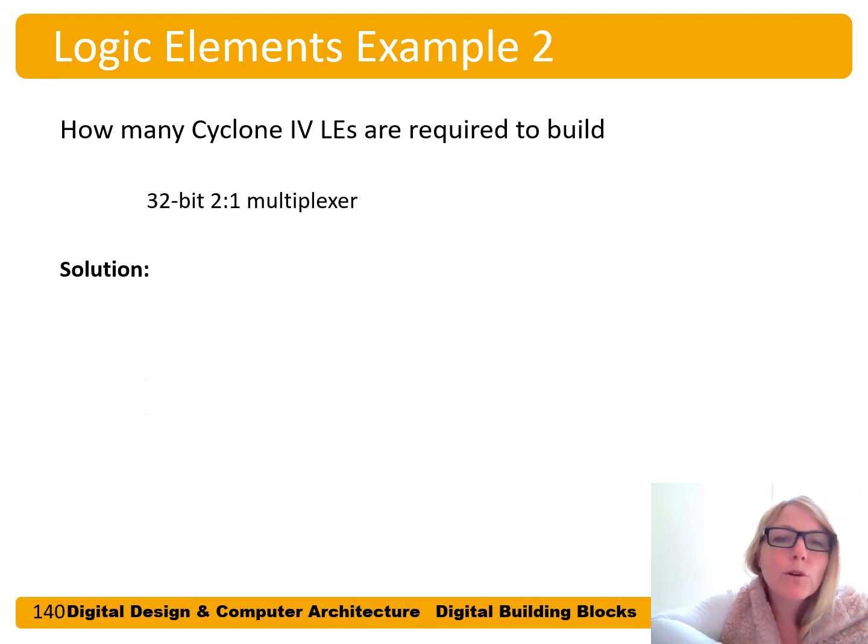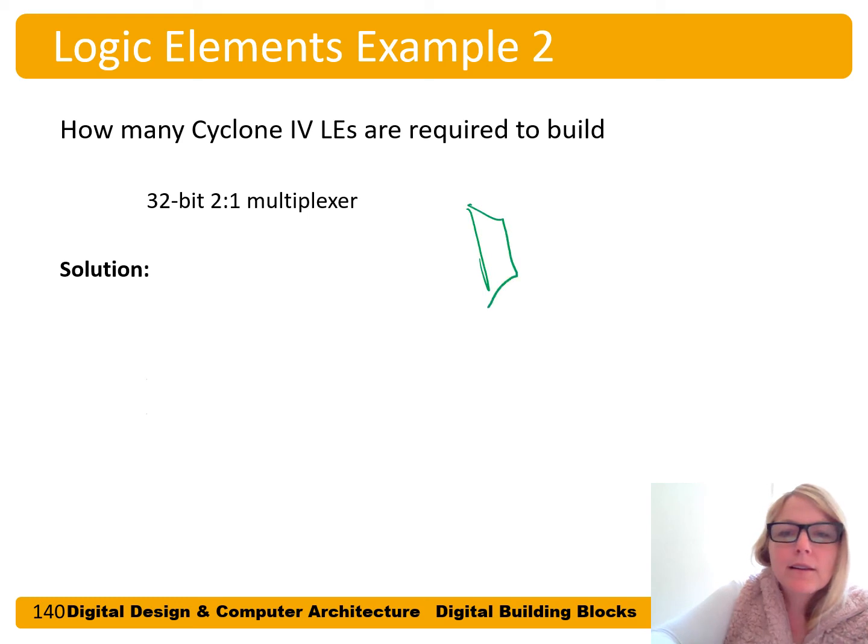How many Cyclone 4 LEs are required to build a 32-bit 2-to-1 multiplexer? Well, let's think about it. Let's just draw this out. A single bit 2-to-1 multiplexer has a select line and 2 inputs, D0 and D1, and then the output Y.